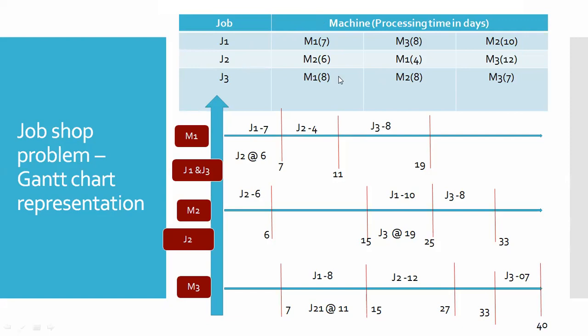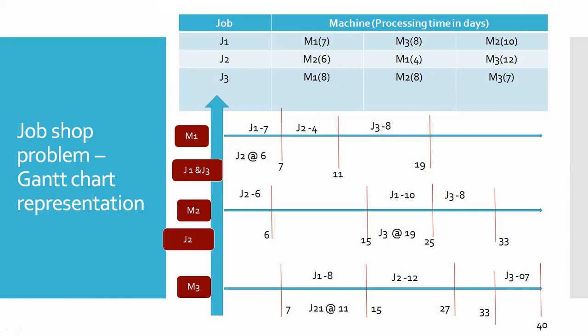Job 2 is yours, so its machine processing times will be 6, machine 1 is 4 and machine 3 is 12. For job 3, machine 1 is 8, machine 2 is 8 and machine 3 is 7. So we have to provide the Gantt chart.